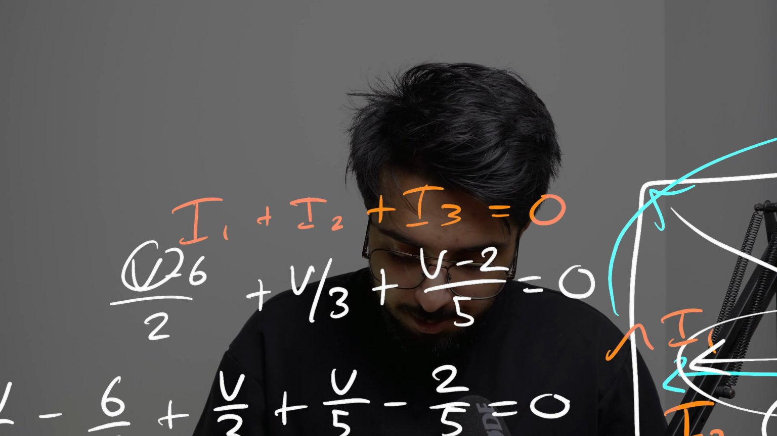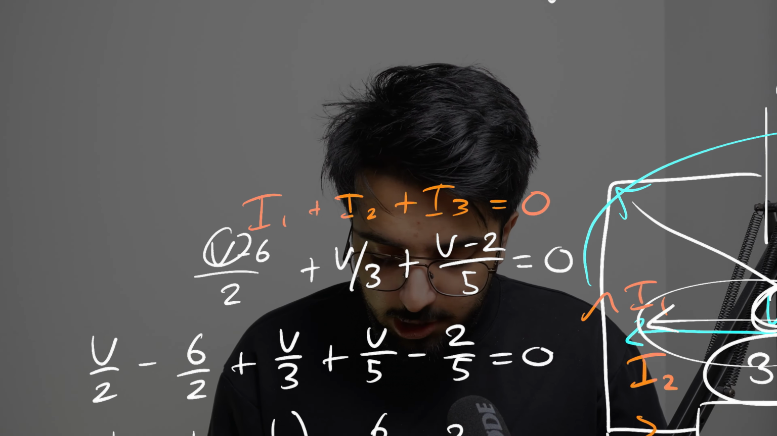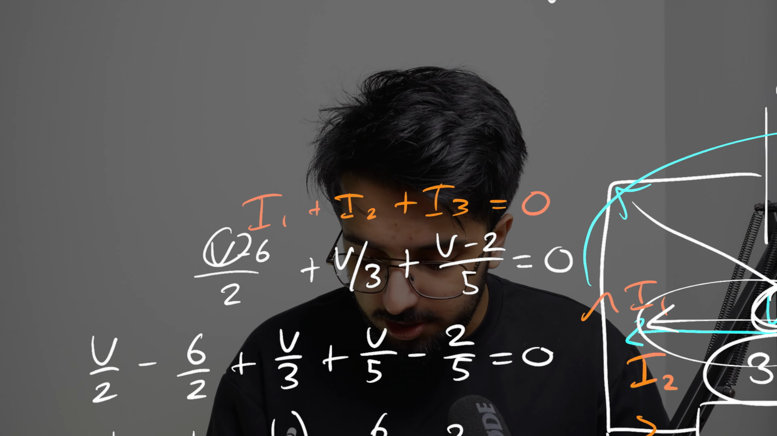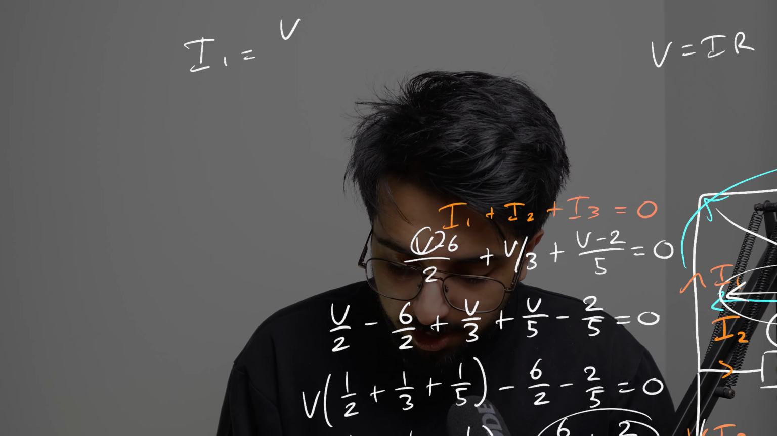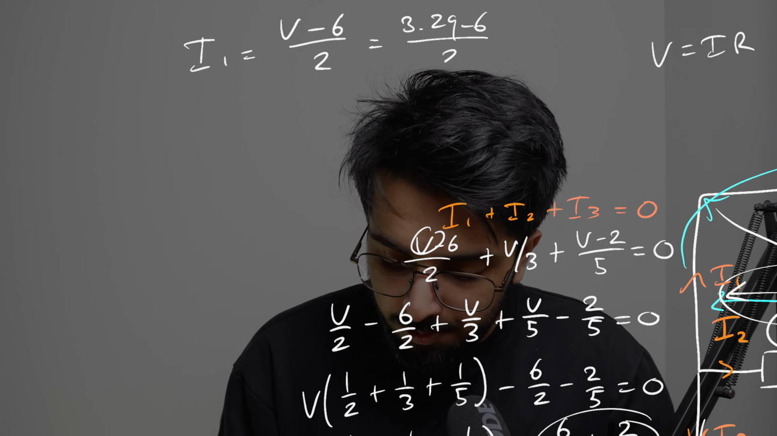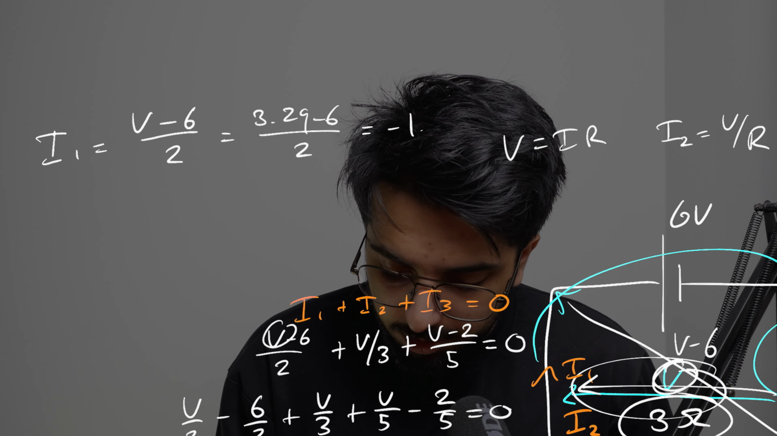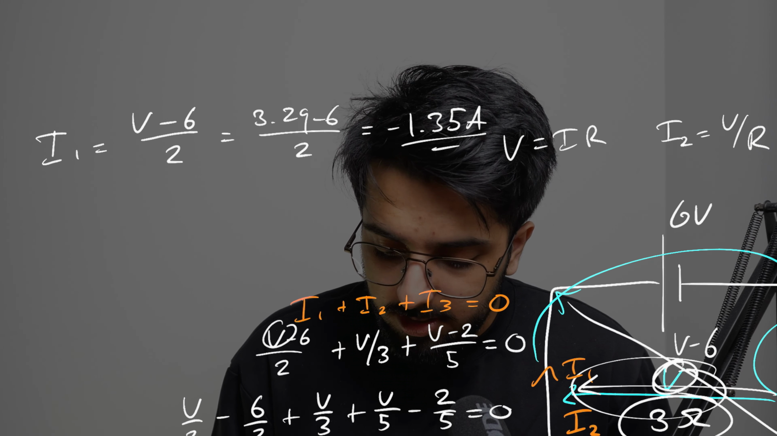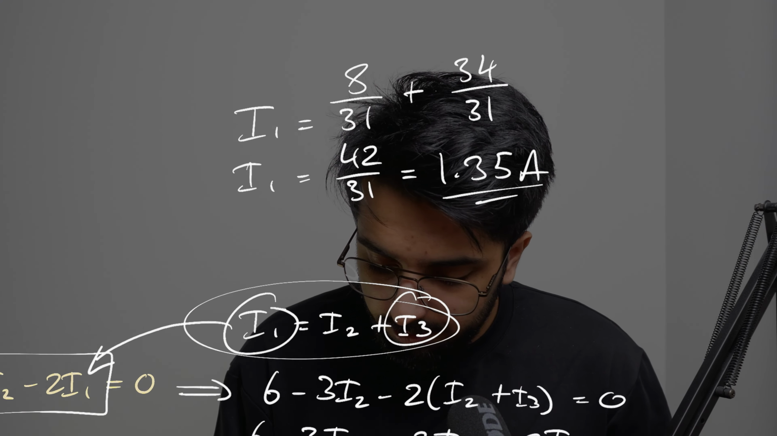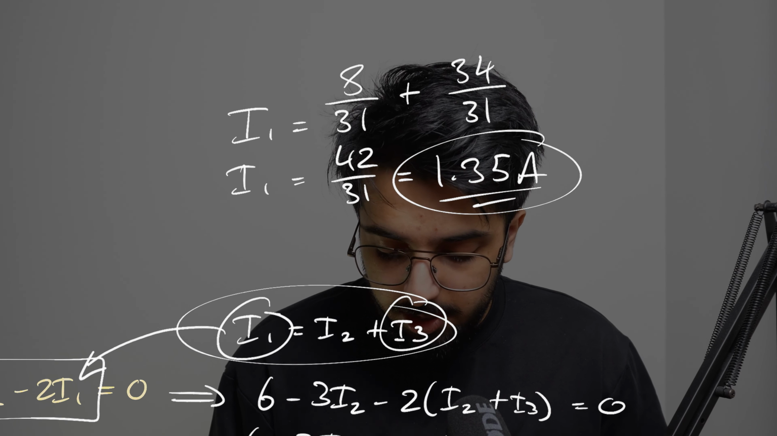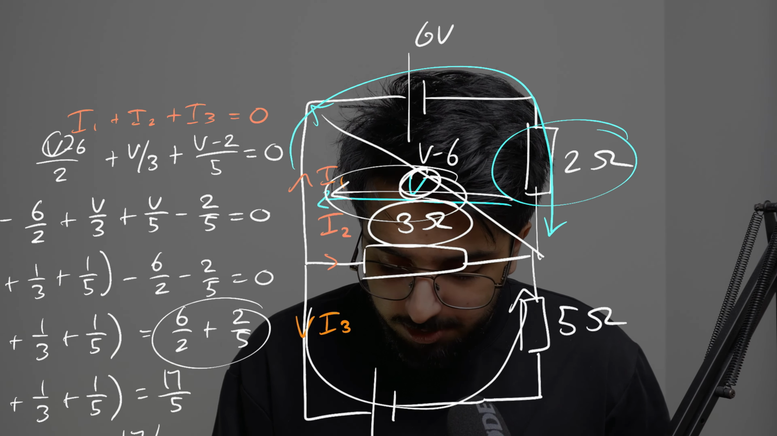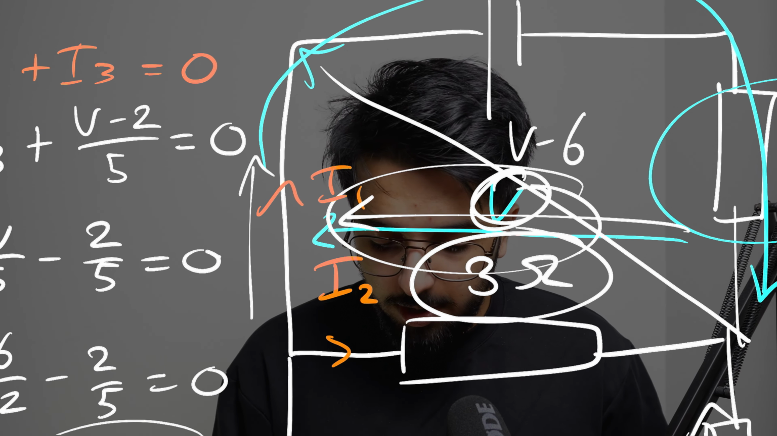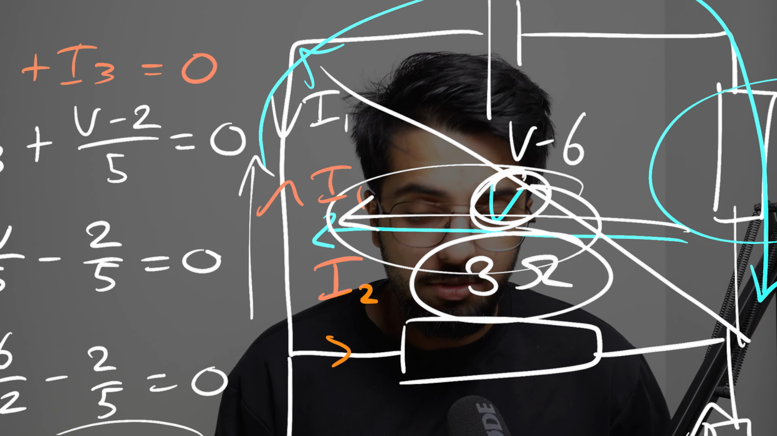Okay, and so because we know this reference voltage now, because we found all the currents in terms of this reference voltage, we can find I1 is equal to our reference voltage minus 6 all over 2, and so that's equal to 3.29 minus 6 all over 2, and so that's equal to negative 1.35 amps. And as you can see, that is the exact same value that we found here. Now notice the signs being different because in this scenario we defined I1 to be coming downwards. However, in this scenario, we defined I1 to be going up. And so in reality, I1 is actually going down like this.